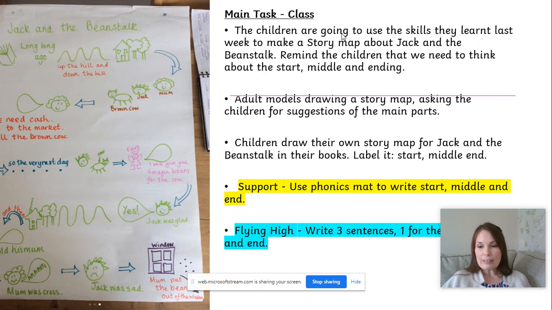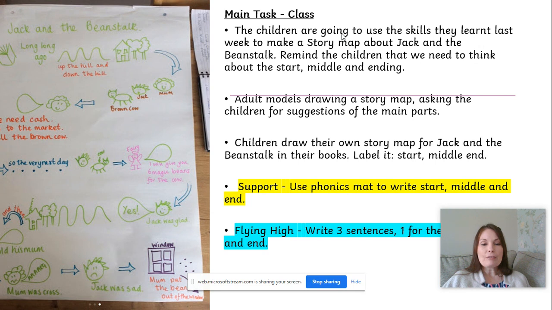And everyone, I'd like you to try and label your story map with start, middle, and end. And if you'd like support spelling those words, we're going to use a phonics mat to help us sound those words out. I think they are on one of my next slides.